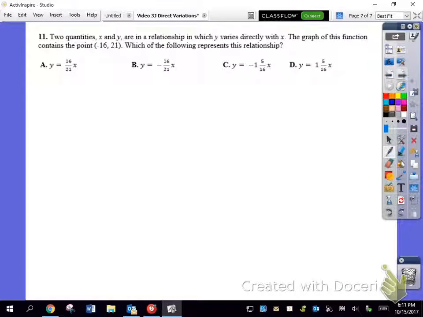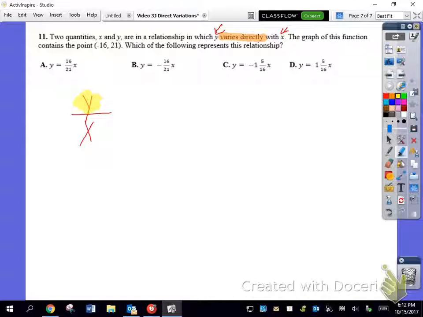The last one. Two quantities, X and Y, are in a relationship in which Y varies directly with X. Guys, anytime you see that, Y, do whichever one comes first. Y over X. Okay, Y over X. So I'm going to go through, I'm going to look for my Y's.